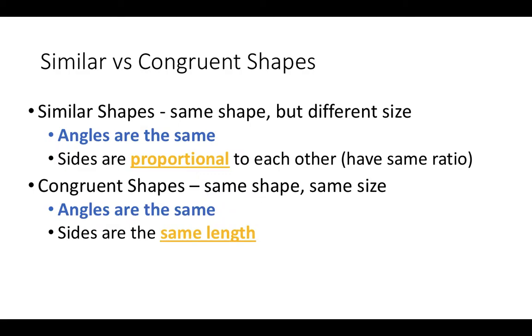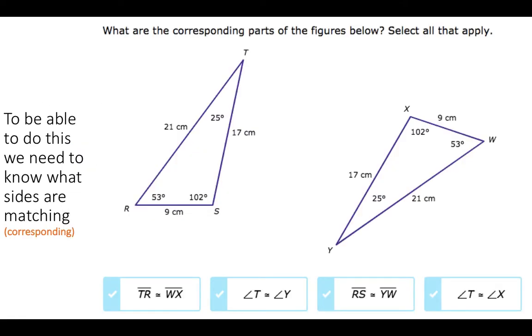Alright, similar shapes have the same shape but different sizes. An important thing to know is that the angles are the same, and the sides are proportional to each other, or have the same ratio. Congruent shapes have the same size and the same shape, so the angles are the same, but the side lengths are exactly the same. So similars do not have to be the same size. Congruent means equal, so they do have to be identical.